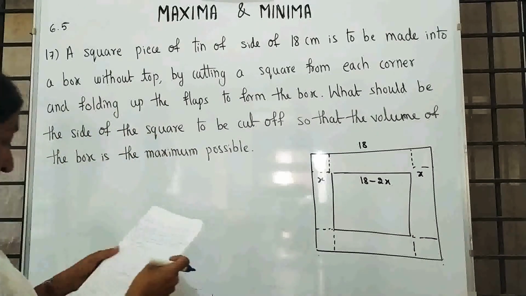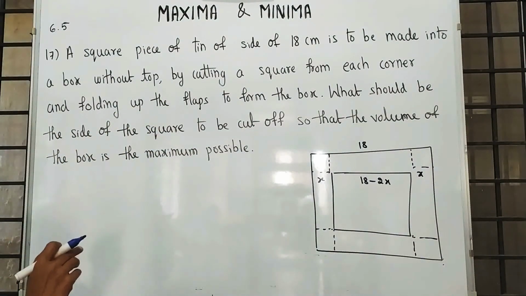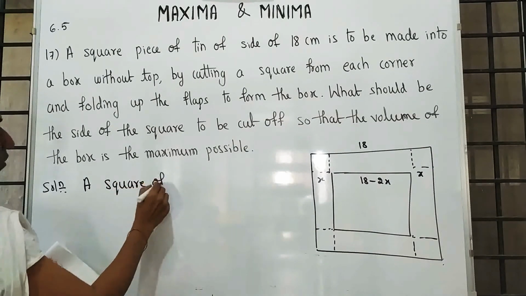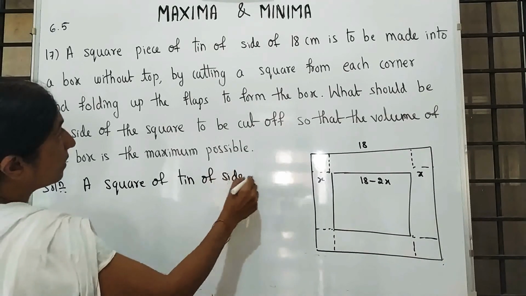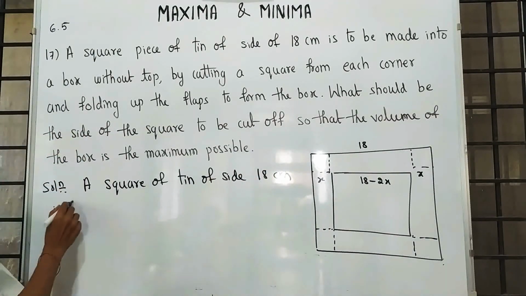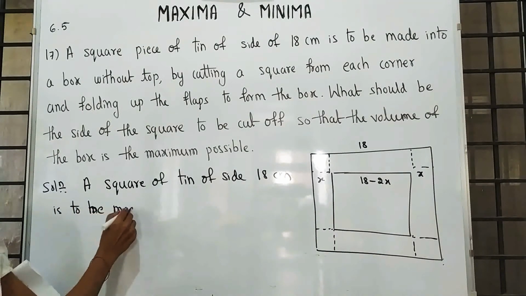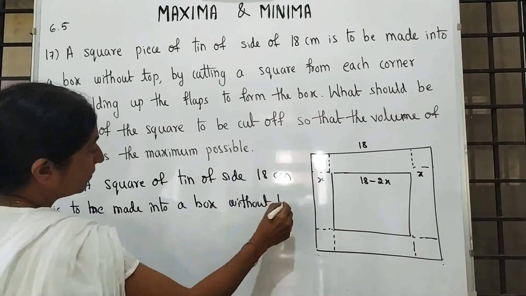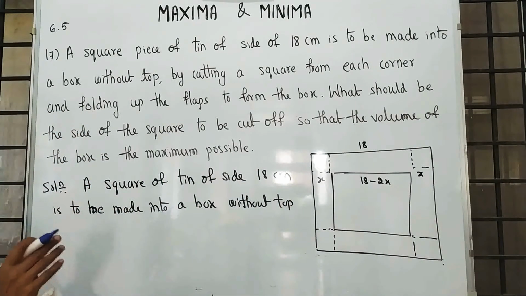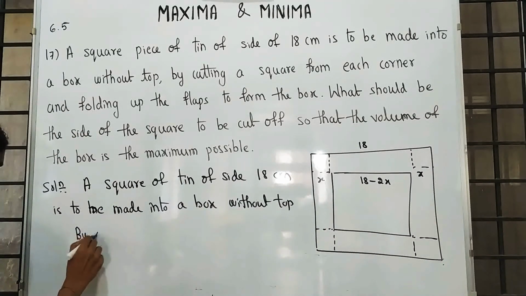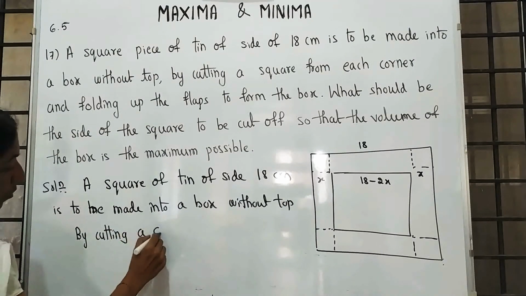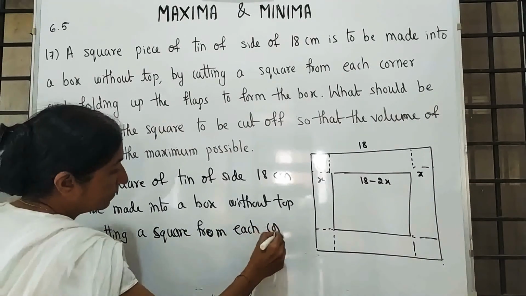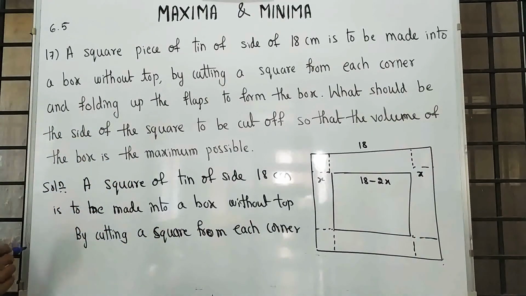So write down there next. Let a square piece of tin of side 18 centimeter is to be made into a box without top, by cutting a square from each corner, and folding up the flaps to form a box.